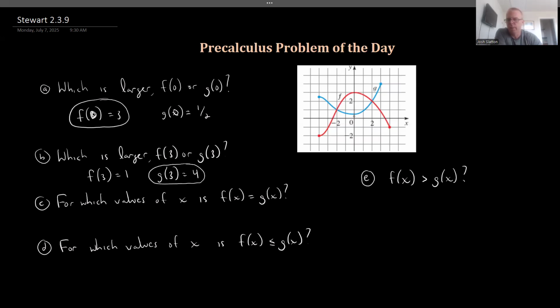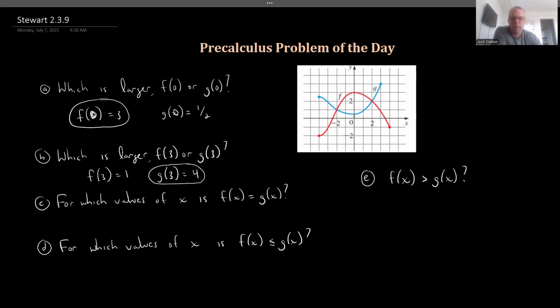Now, it actually doesn't matter what those values are. You don't even really need to worry about it. All you need is to see that here f is above g, so f is going to be larger than g. Here g is above f, so g will be larger than f. So it doesn't even matter what the values are.